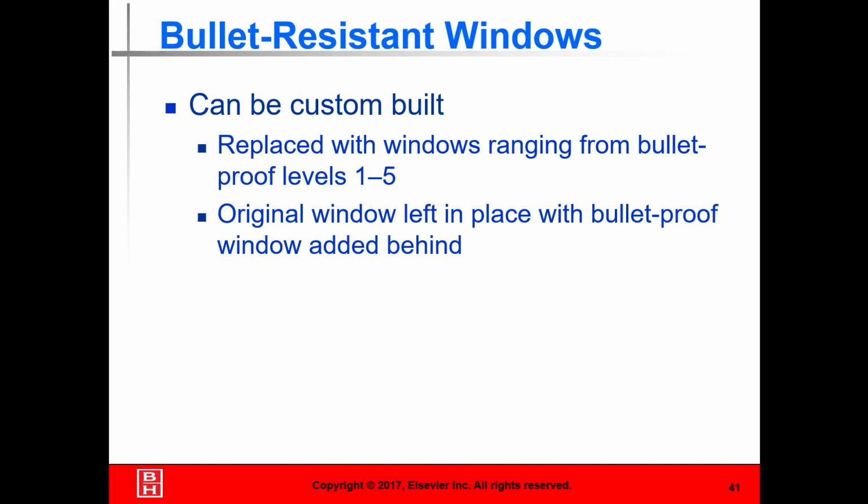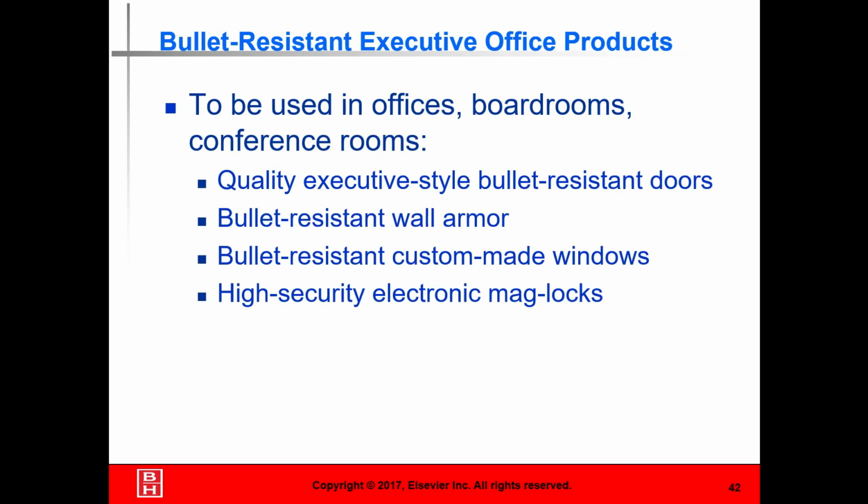Bullet-resistant windows, we covered that a little bit. But basically, office windows can replace ranging from levels 1 through 5. Again, protecting the occupants. Other office products that could be available: high quality executive style bullet resistant doors, wall armor, custom made windows to protect all existing windows, high security electronic mega locks to lock the doors in the event of an attack. So these are some of the different things that you can have.